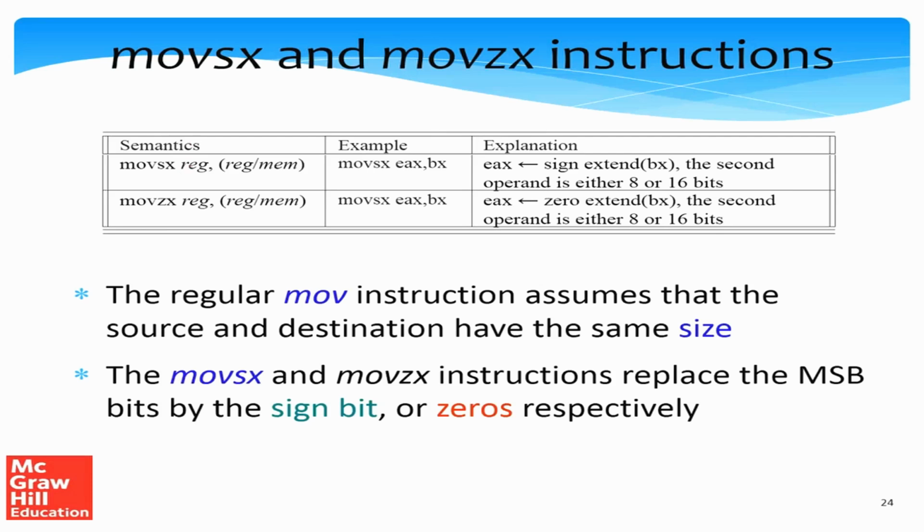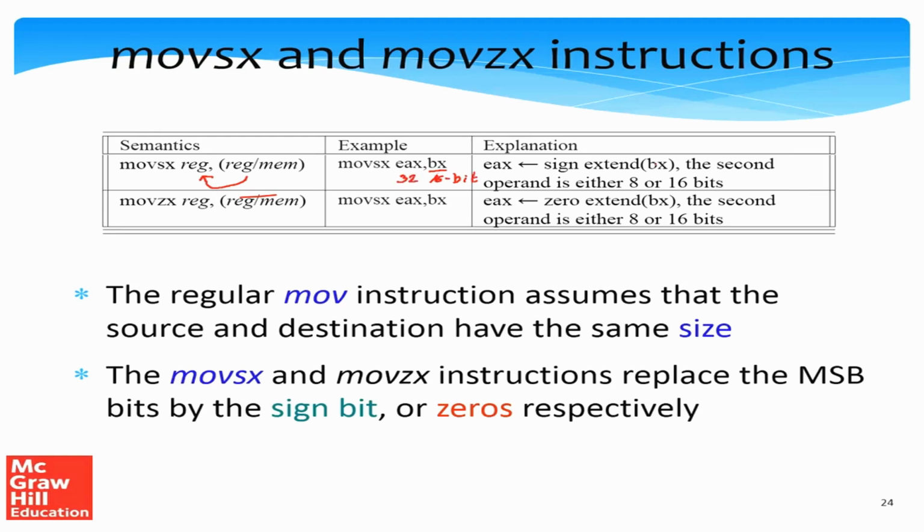The generic semantics has a slightly restricted form, in the sense that the first operand can only be a register and the second one has to be a register or memory. Once this value is being moved over here, we can, for example, write move SX EAX, BX. Mind you, BX is a 16-bit register and EAX is a 32-bit register.